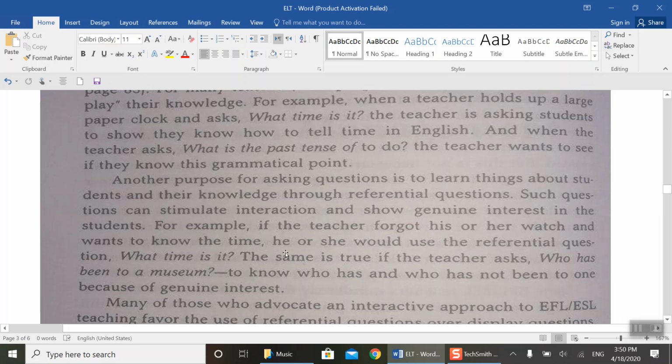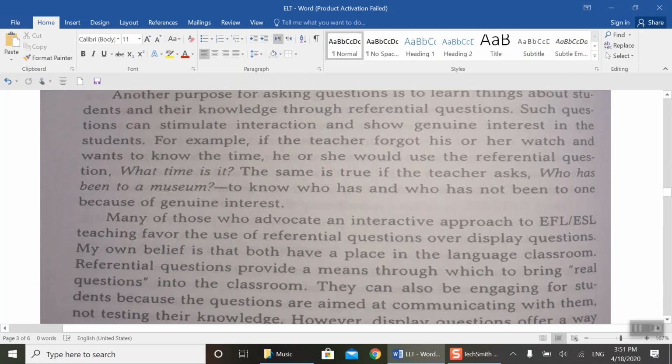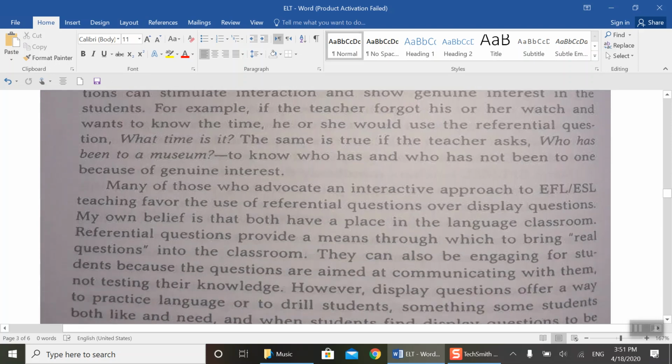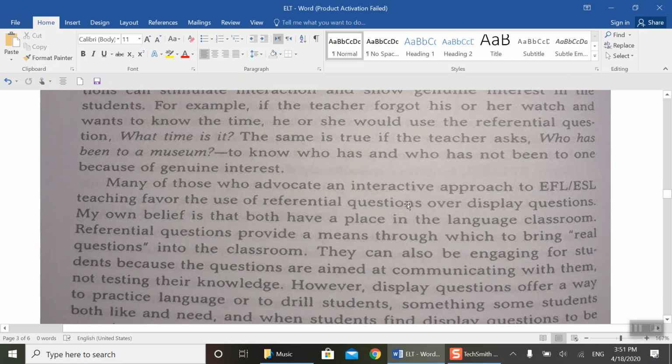So this is referential. For example, the teacher asks who has been to a museum, who has been to Japan, who has been to Turkey. He does not know. So he wants the answer to know who has and who has not been, because of genuine interest. You see, this is the second one. Third one, many of those who advocate an interactive approach to ESL teaching favor the use of referential questions.